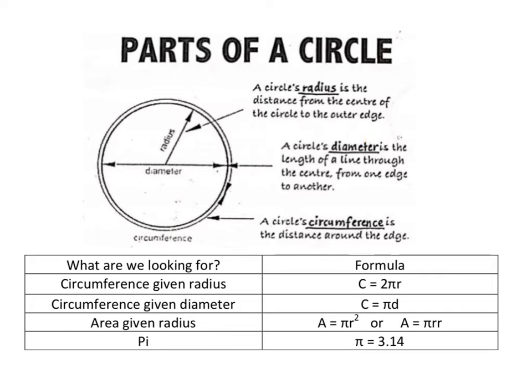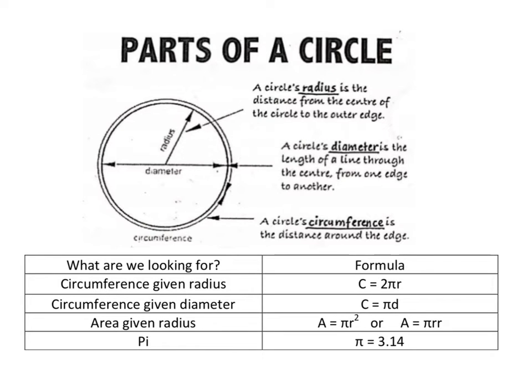The diameter is all the way across the circle, or in better terms, the length of a line through the center from one edge to another. And then we have circumference. Circumference is the distance around the outside of the circle.